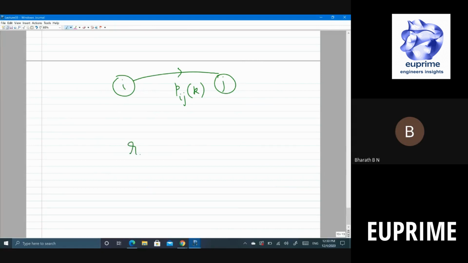So if I am in state I and take an action K, I get a reward of Ri of K. Do you agree? But because of that I can go to some other state. I can go to a state J with a certain probability, Pij of K. Suppose state J is the terminal state, I'll stop there.